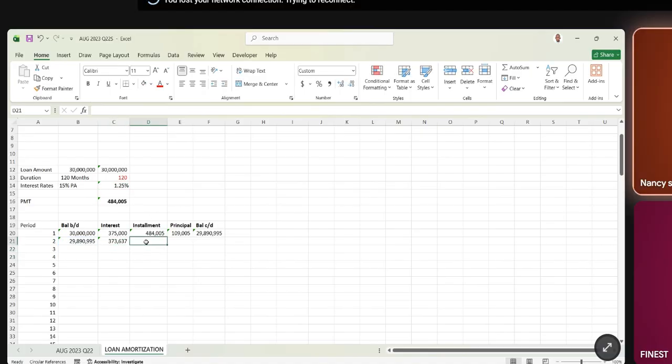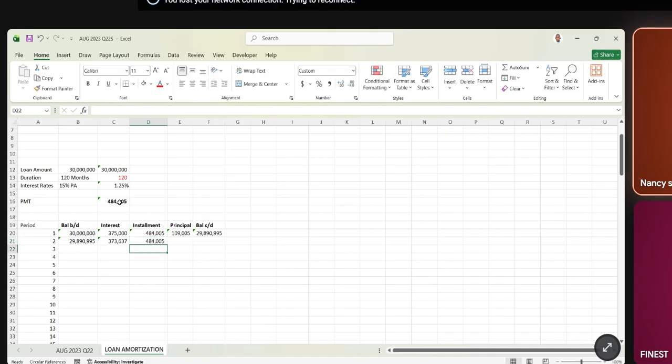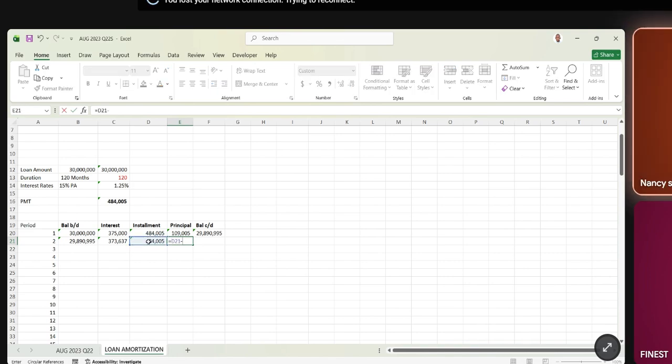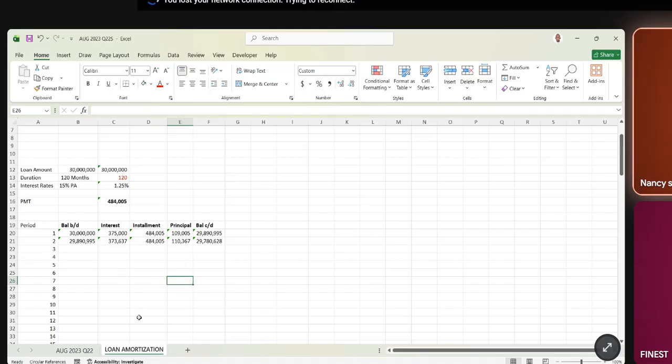Then I also lock the installment. I will pay the same amount until the loan is cleared. So I refer to this, then lock it like that. The principal is equal to the installment minus the interest. How do I get the closing? The closing is equal to the balance minus the principal. These two you don't lock. Is that okay?